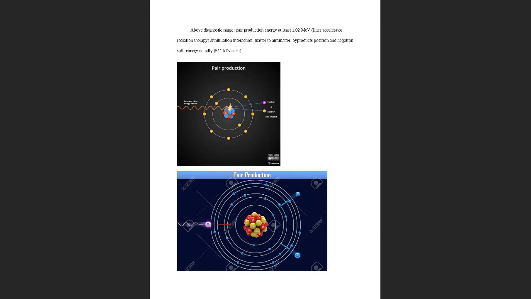The incoming energy is split equally between those two byproducts. So if the X-ray photon is coming in at 1.02 MeV, then the positron and negatron would each have 511 keV as their energy, or if you wanted it in MeV, it would be 0.51 MeV for each of them. Okay, and this is just showing you the interaction occurring. And here's another one showing you your positron and negatron there.